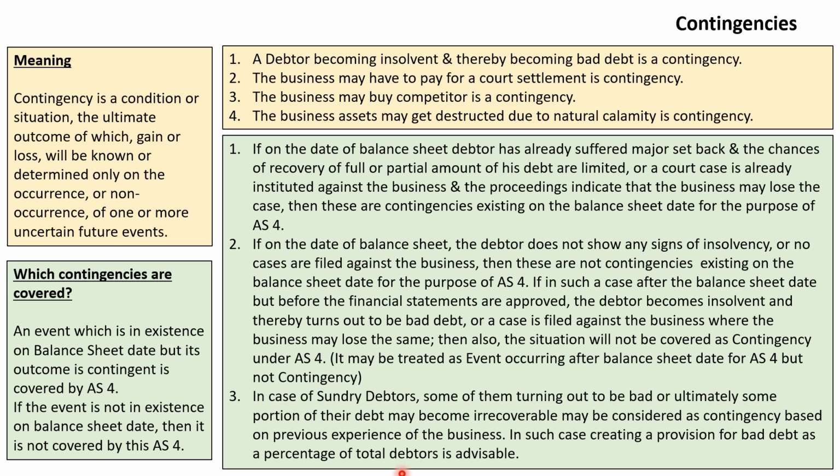Or if you are not identifying any specific debtor as such, but your general business knowledge tells you that of the total debtors which happen in your business, 5% or 10% are generally going to be bad, then whatever is the amount of debtors in the balance sheet, on that you can create a provision of 5% or 10% depending upon your business knowledge. That will also be considered as contingency. So we have basically discussed what is the meaning of contingency and which type of contingencies are covered by AS4.